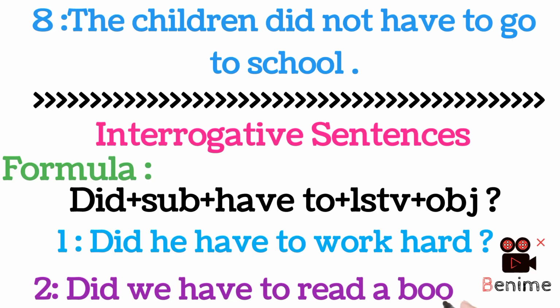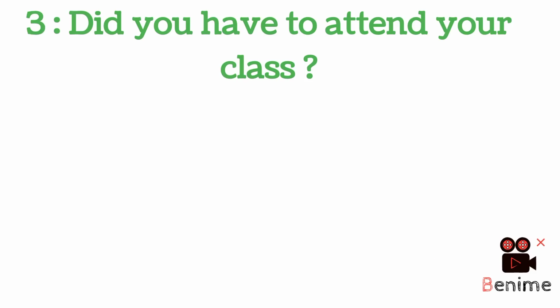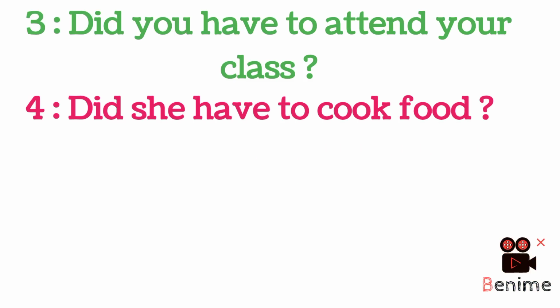Now look at the second one. Did we have to read a book? It means, did we have any obligation to read a book? Now look at the third one. Did you have to attend your class? It means, did you have any obligation to attend your class? Now look at the fourth one. Did she have to cook food? It means, did she have any obligation to cook food in the past?